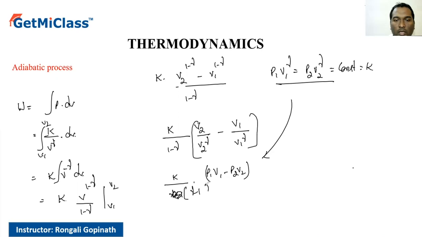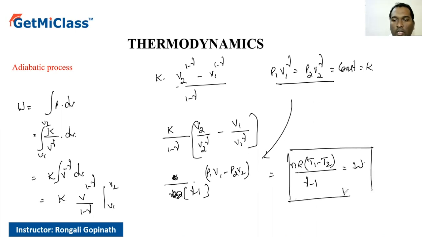That is P1 V1 minus P2 V2 by gamma minus 1, which can also be written as, sorry, there is no K over here. It can also be written as nR (T1 minus T2) by (gamma minus 1). These are the different formulas that we can use in case of an adiabatic process. Right? The only thing that we have to understand or remember in an adiabatic process is that there is no exchange of heat energy between the system and the surroundings. Right?